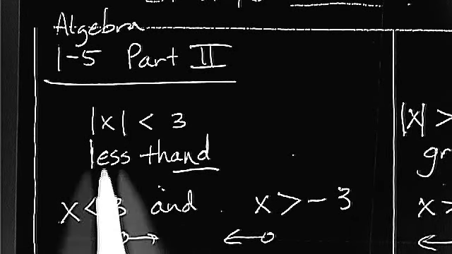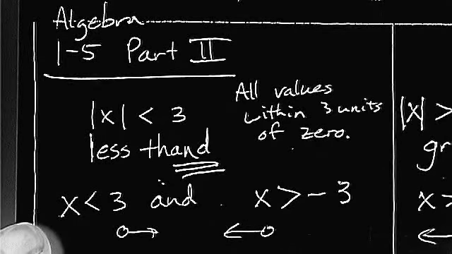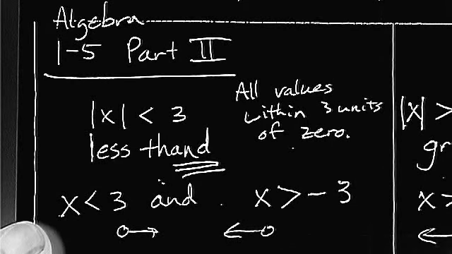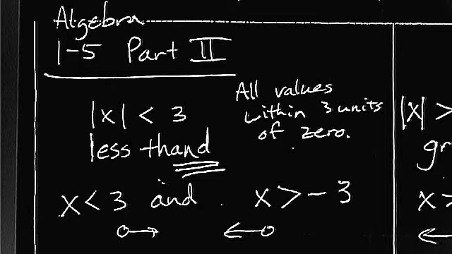You're looking for all of the values that are within 3 units of 0. All the values that are within 3 units of 0. Let me write that down. All values within 3 units of 0. That's why the picture of the graph is going to make sense to you.